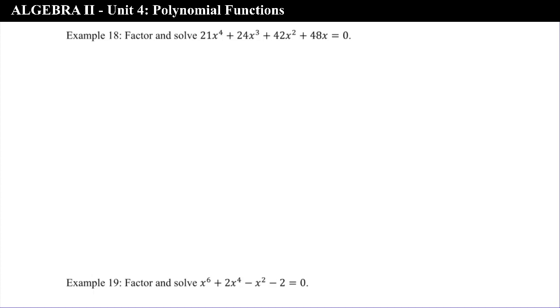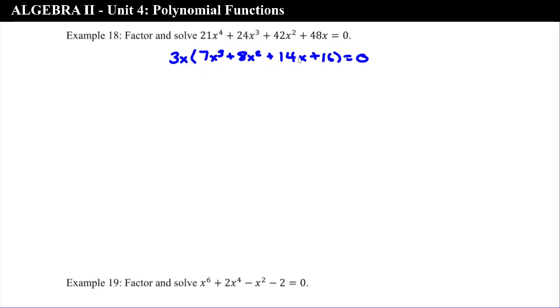All right, for example 18, let's take a look at this function. Everything has an x in it, and if you look at all the coefficients, all those coefficients are divisible by 3. So we're going to pull a 3x out, and that's going to leave 7x to the third plus 8x squared plus 14x plus 16.